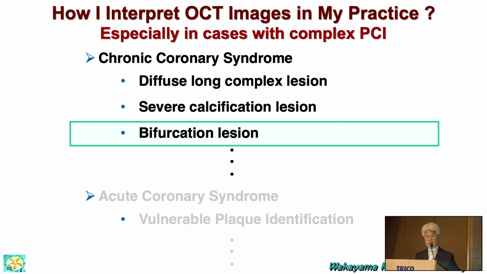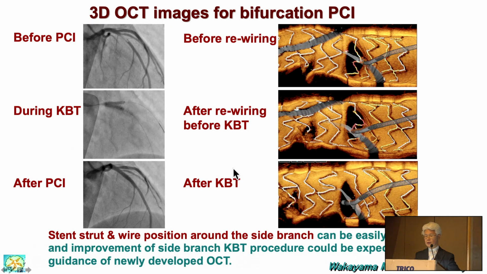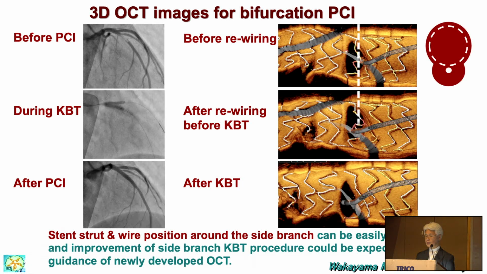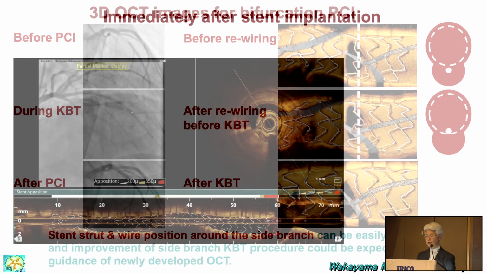And finally, I just move on to the bifurcation. So we can now confirm the cell condition and the position of the wire as shown in this slide by 3D reconstruction, and 2D demonstrates also the position of the wire very clearly. So if you select the ideal cell, you can do the kissing balloon if you want.